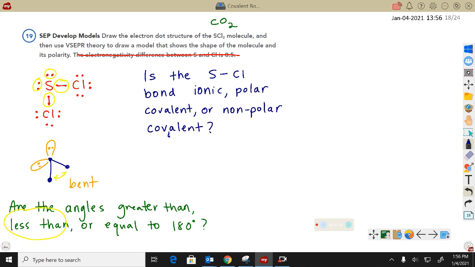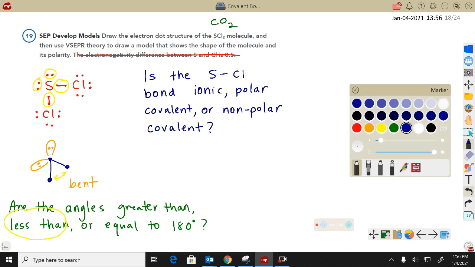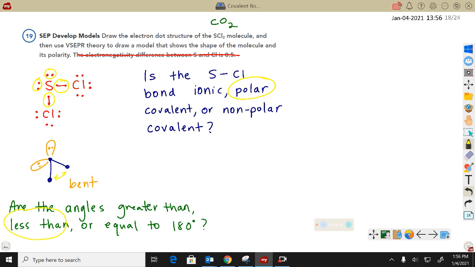They could ask me something like that. What about the individual bond? Is the bond polar covalent, non-polar covalent, or ionic? I can say right away, I know it's not ionic, because that's got to be metal, non-metal. Well, sulfur and chlorine are both non-metals. They're different non-metals, so I know it's going to be a polar covalent bond. They're going to share, but not equally.